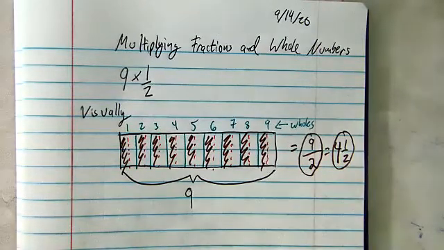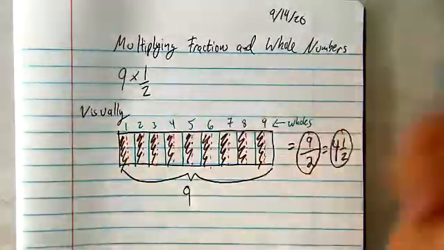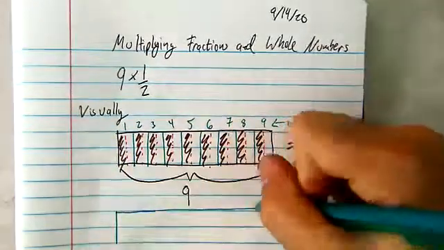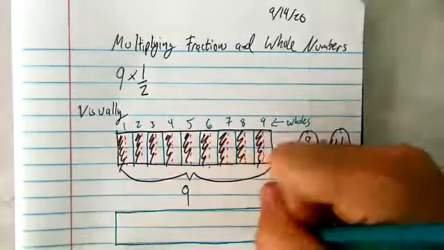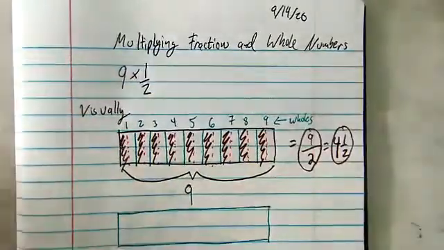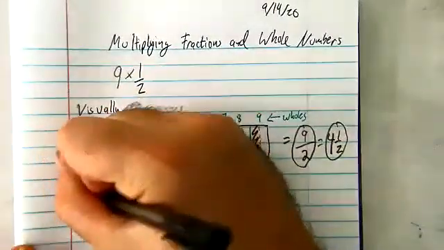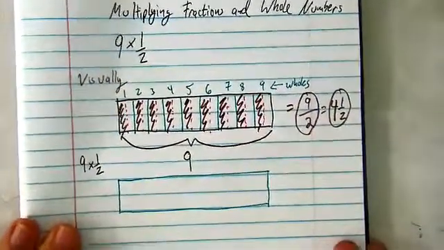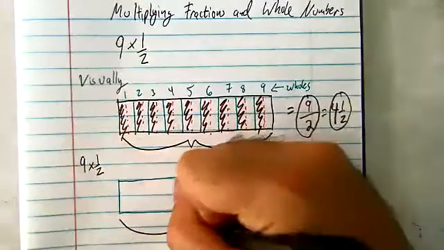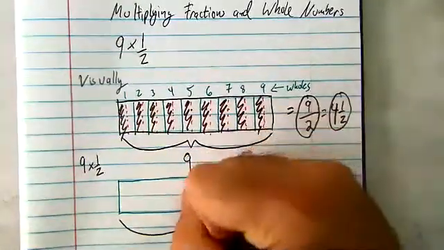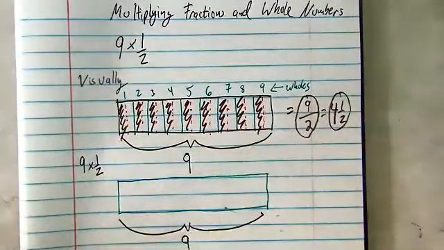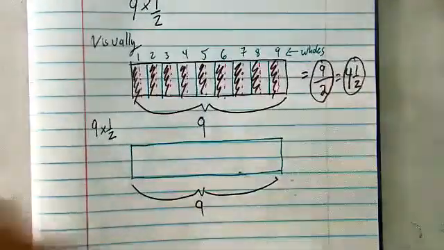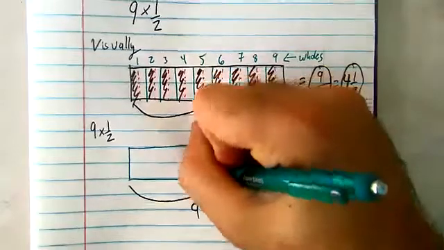Okay. Now, the next visual model is again a box. The problem I'm still doing is still 9 times a half. That is the same exact problem. This is still 9. Now, 9 times a half could also be thought of as splitting 9 in half. So I'm going to go ahead and split that in half.